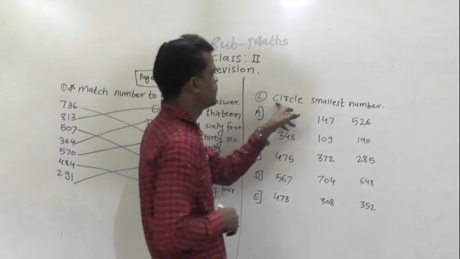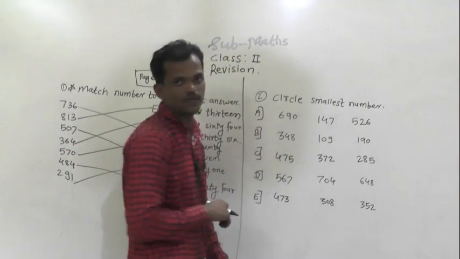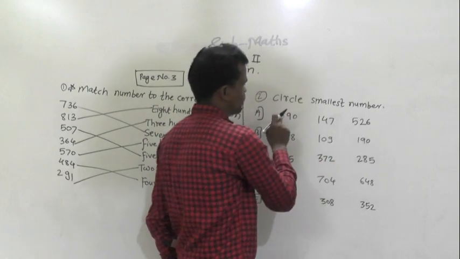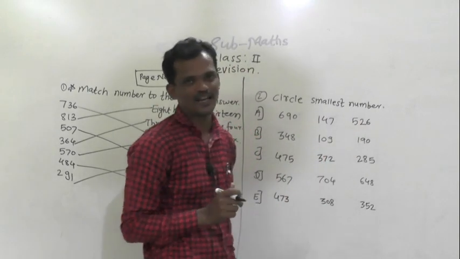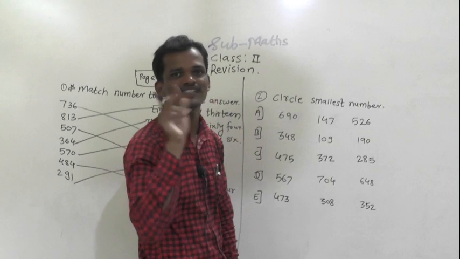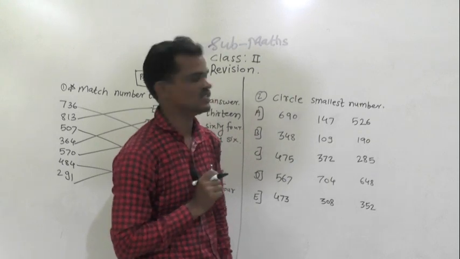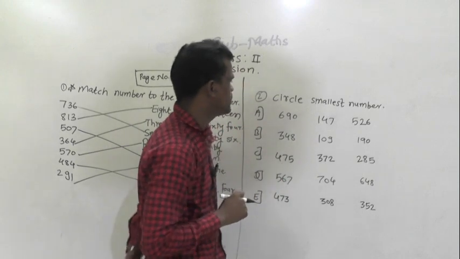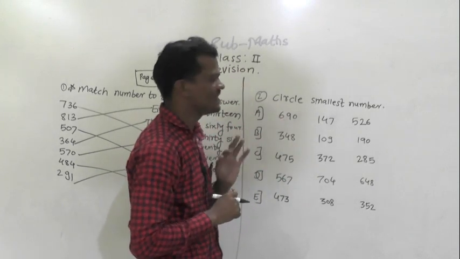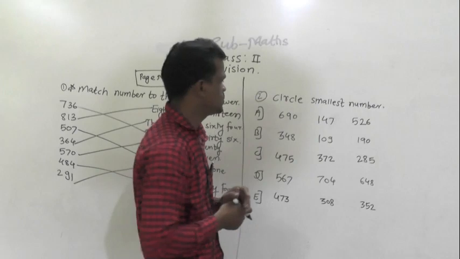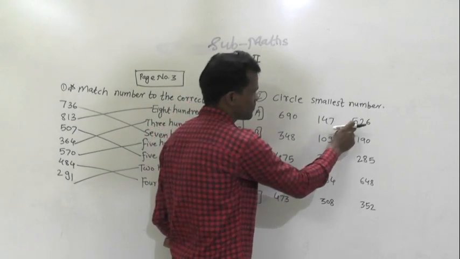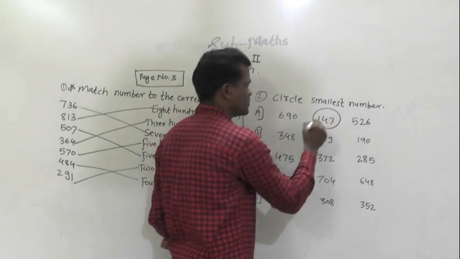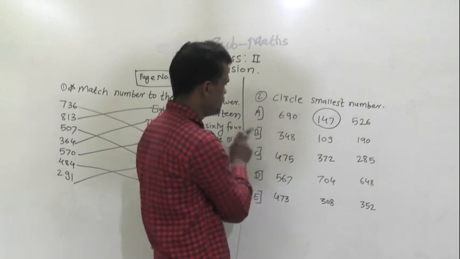Next question: circle the smallest number. In each horizontal line, three numbers are given, and you have to encircle the smallest number. These are 3-digit numbers, which means you have to compare the hundreds place digit. Here 6, here 1, here 5. So this number is smallest. Then B.